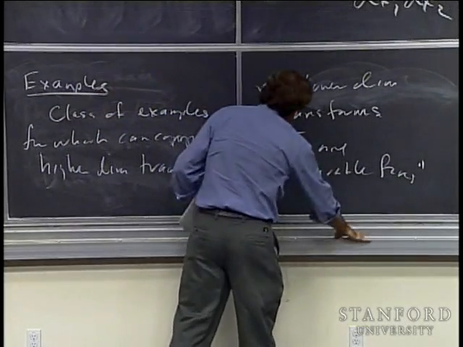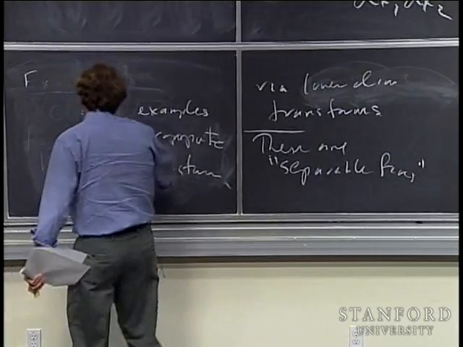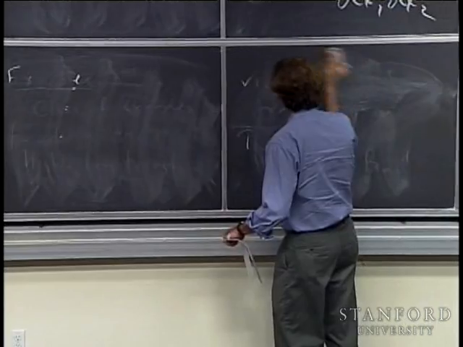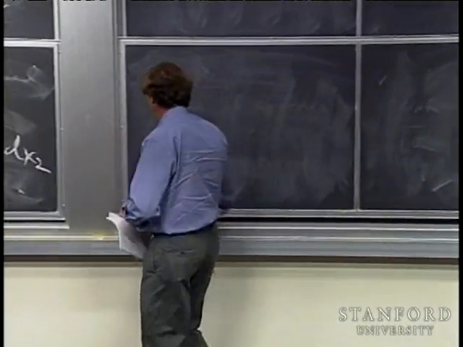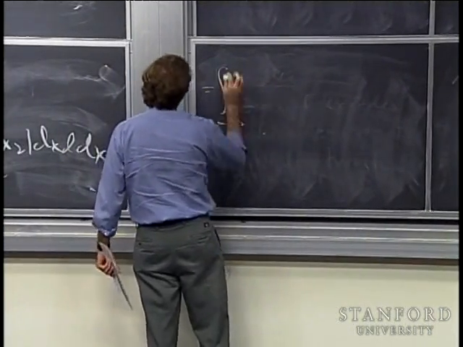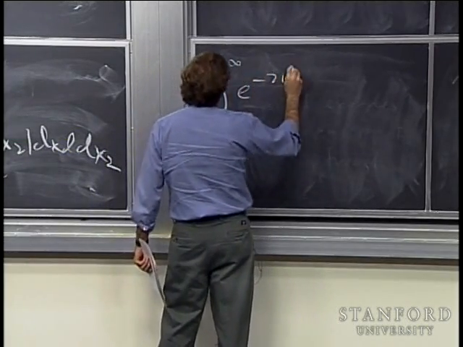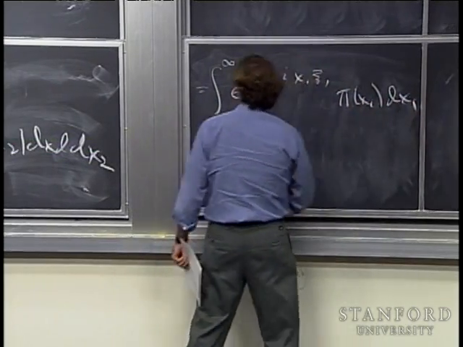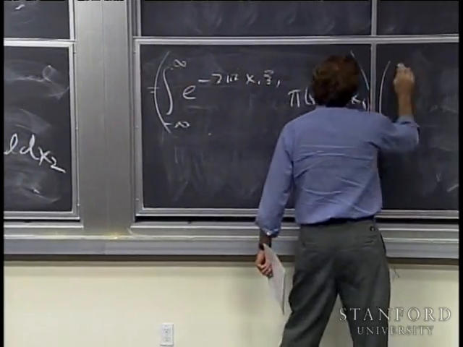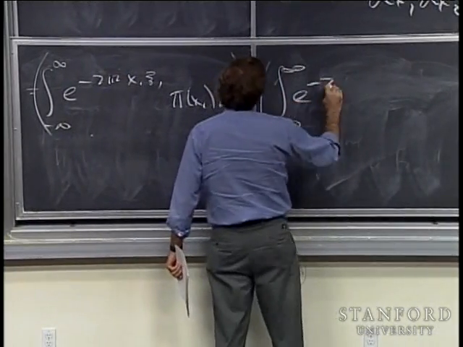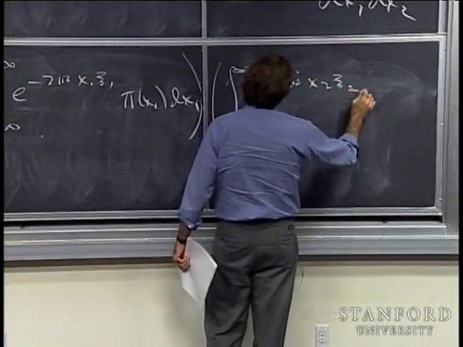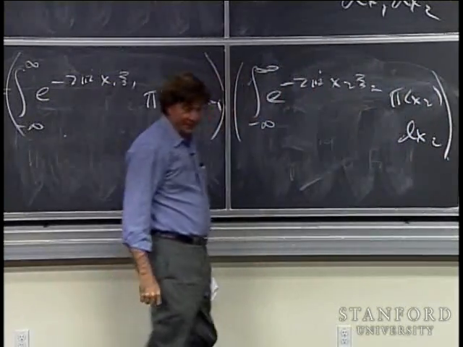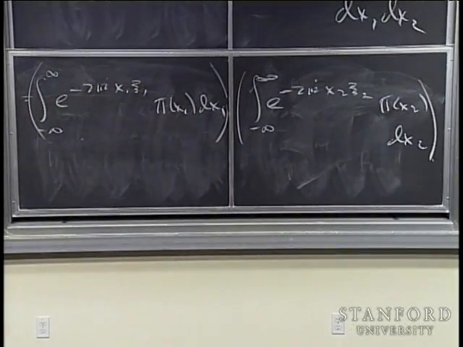That is, you can write this as the product of two integrals, which are then actually just one-dimensional Fourier transforms. So this is equal to the integral from minus infinity to infinity of e to the minus 2 pi i x1 c1 times pi of x1 dx1, times the integral from minus infinity to infinity of e to the minus 2 pi i x2 c2 times pi of x2 dx2. All right? We've done this many times, really going the other way.